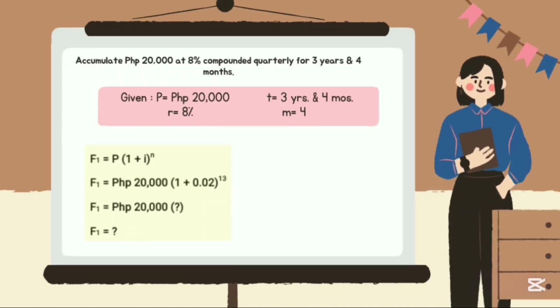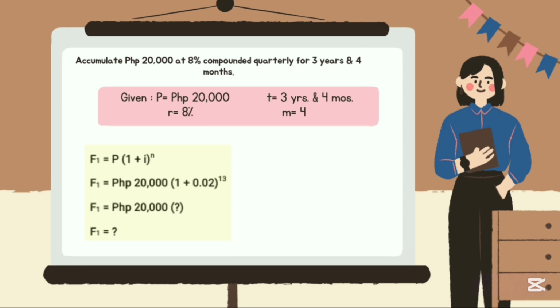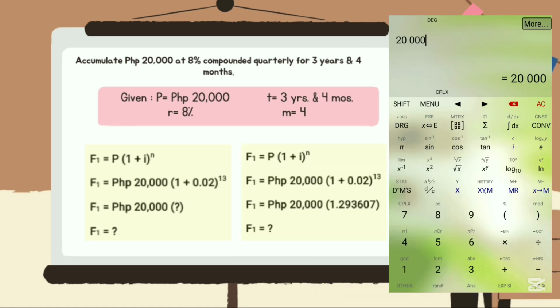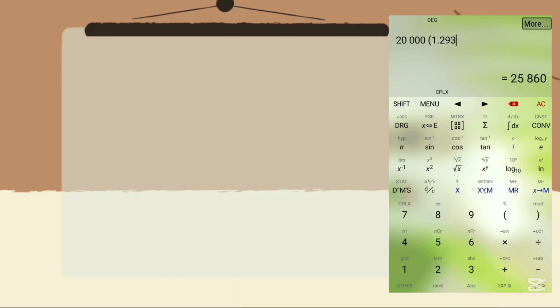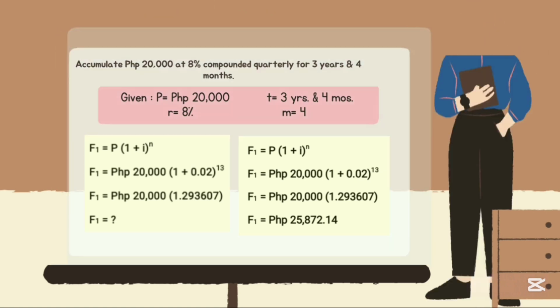We will now proceed to finding the value of F sub 1 using the same formula, P multiplied by the quantity of 1 added to i raised to the power of n. So our principal here is 20,000 multiplied by 1 plus 0.02 raised to the power of 13. In this second problem, we're going to be using Table 2. In Table 2, the value of 1 plus 0.02 raised to the power of 13 is 1.293607. So multiplying this together, we will have the value of F sub 1, 25,872 pesos and 14 centavos.